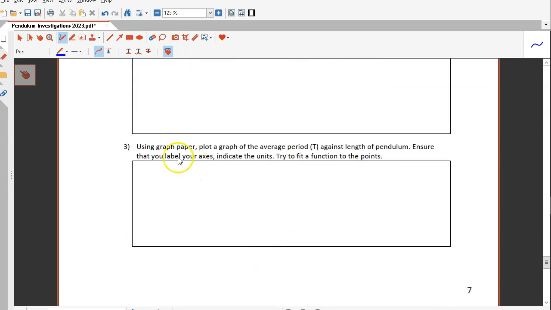Okay, the next thing is using graph paper, plot the graph of average period T against the length of the pendulum. Ensure your axes are labeled and indicate the units. Try to fit a function to the points. So let's just do it step by step. We won't try to fit a function at this point, although I can show you how to do that later on.